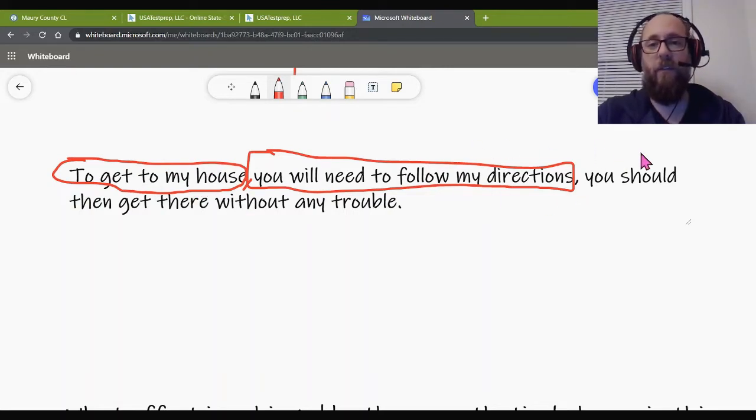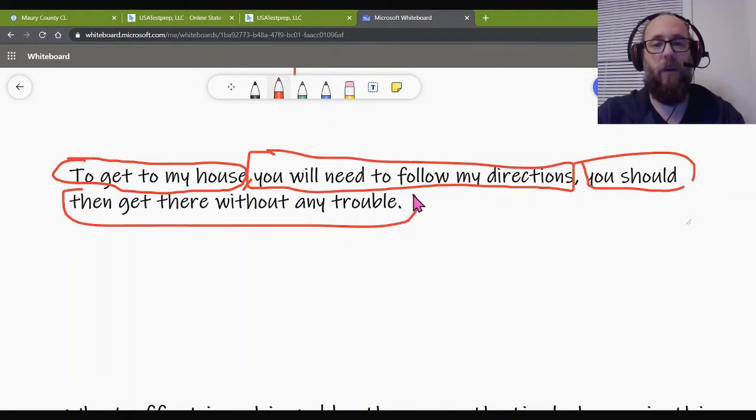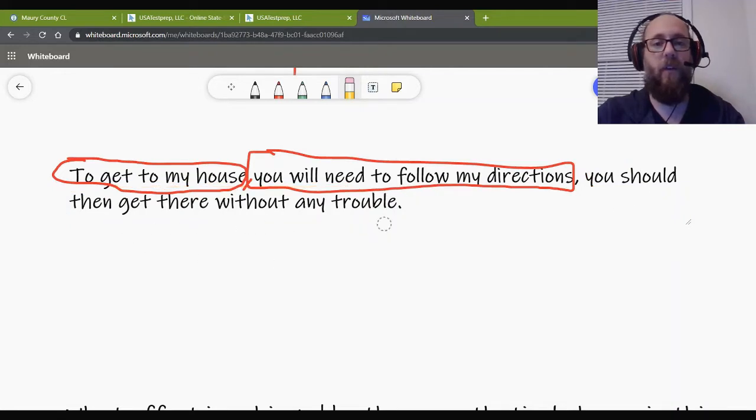But then I have this other thing here. You should then get there without any trouble, which is like a whole other subject and predicate. I've got my subject and then the verb phrase here. So it's like, what is going on with this sentence? Well, let me tell you.